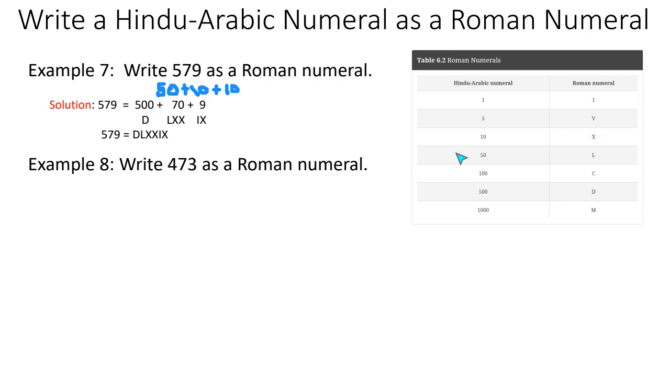And then 9, I don't have a symbol for 9, but I have a symbol for 10, and I can subtract 1 from it. So if I want to subtract the 1, then the I would have to be in front of the X so that we can let the reader know that they would need to subtract to get the 9. So if we put them together, then 579 as a Roman numeral would be DLXXIX.